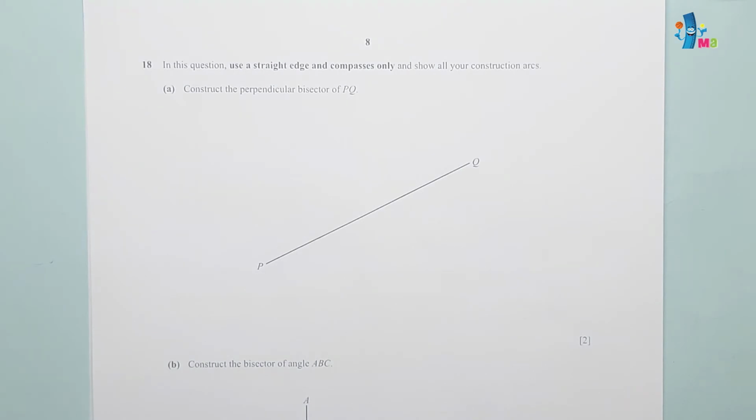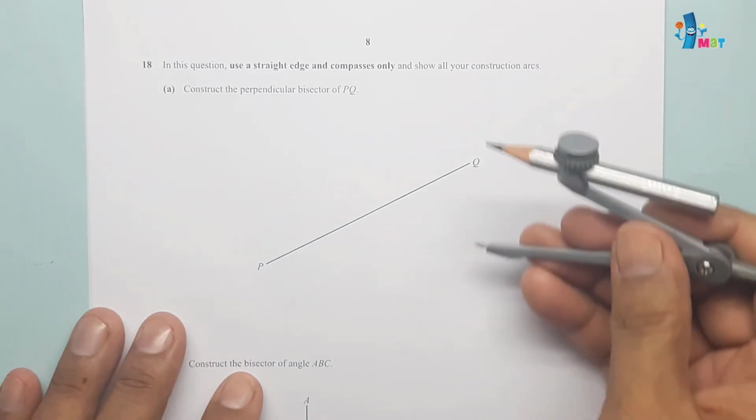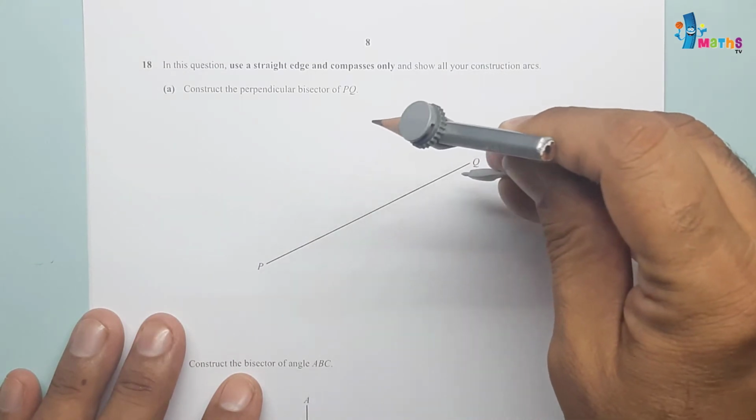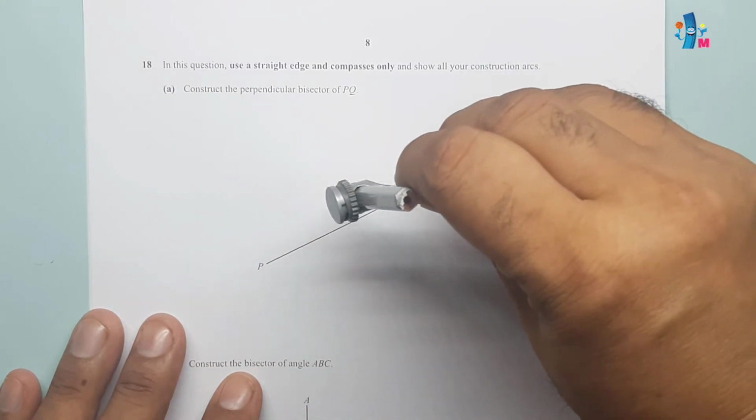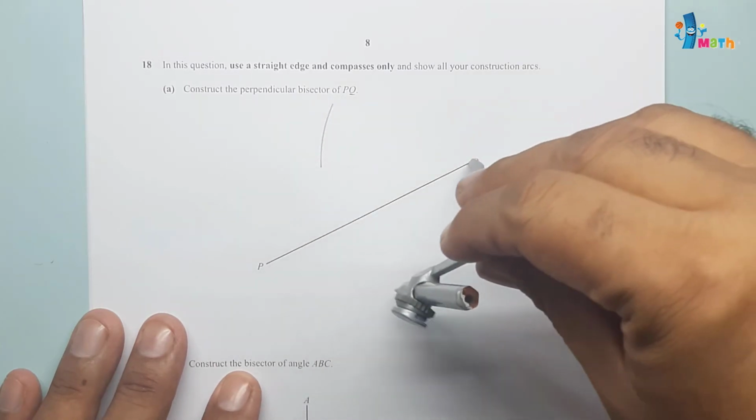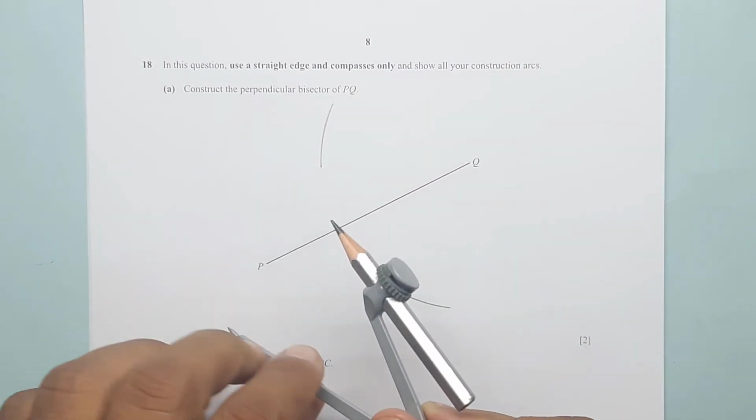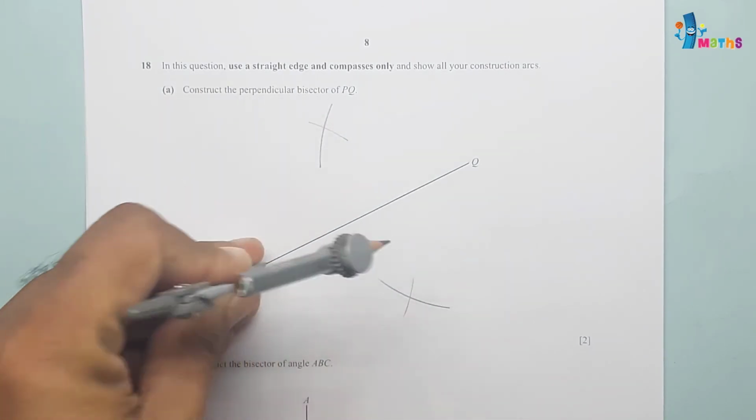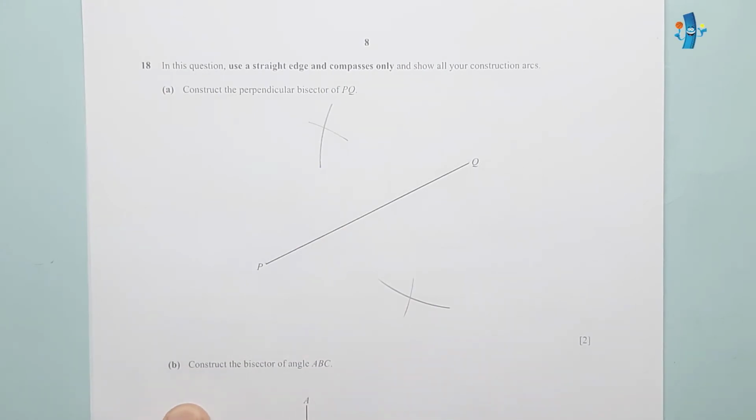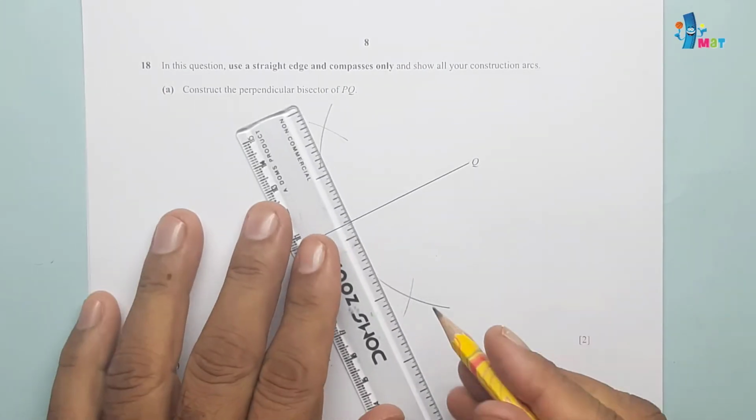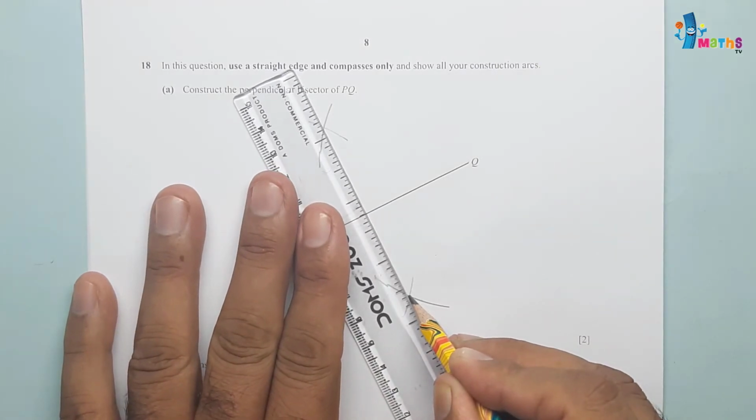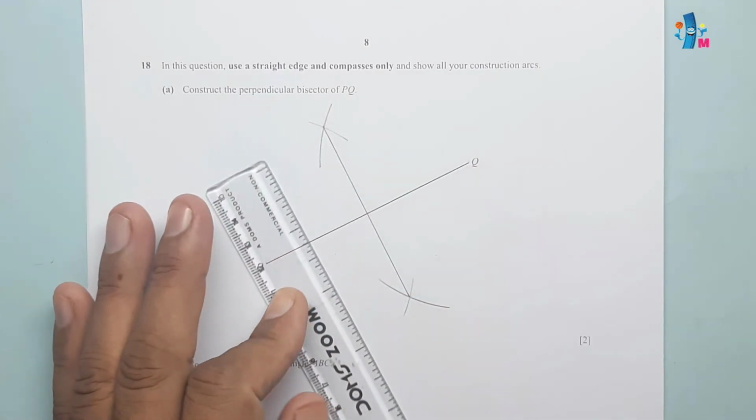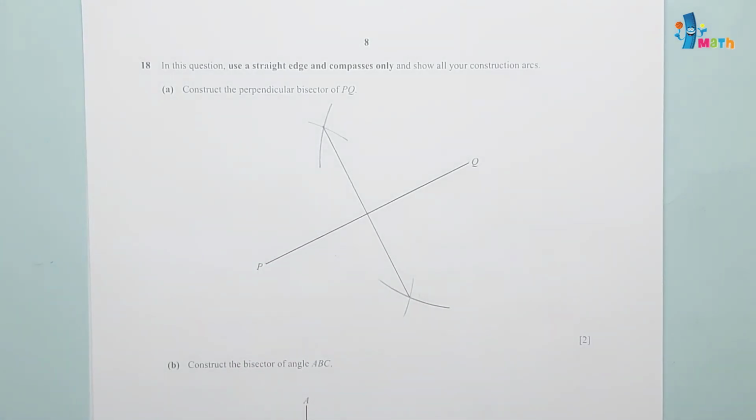Now question number 18, we have to use compass and straight edge to bisect this line PQ. So we'll open the compass more than half of the line, and after opening it we'll make one arc and another arc, and from the other side also we'll make two arcs like this, one arc and the second arc. Then we just have to join these 2 points of intersection of these pairs of arcs, and this A part is done.